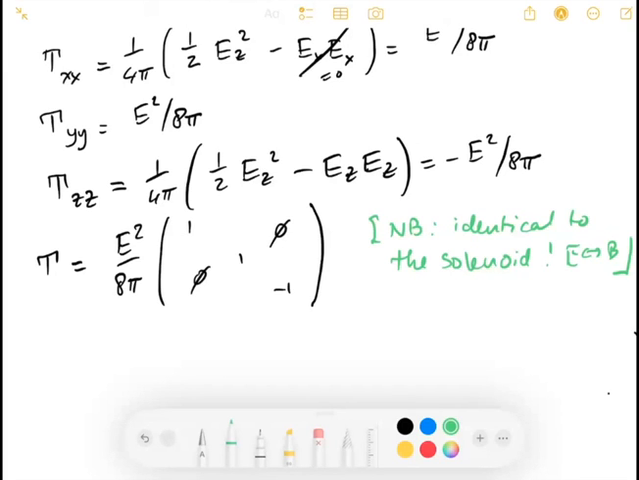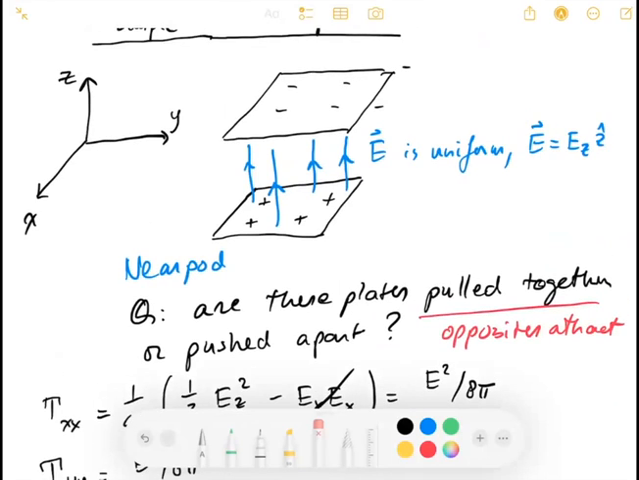Okay, so let's pick the box. We'll put one of these boxes here.